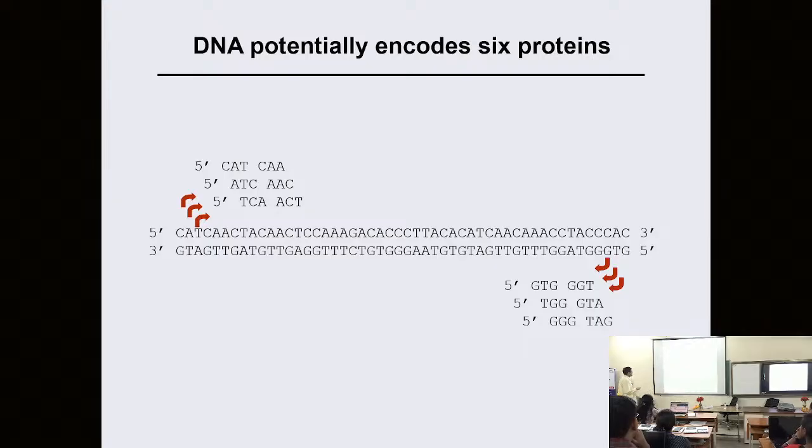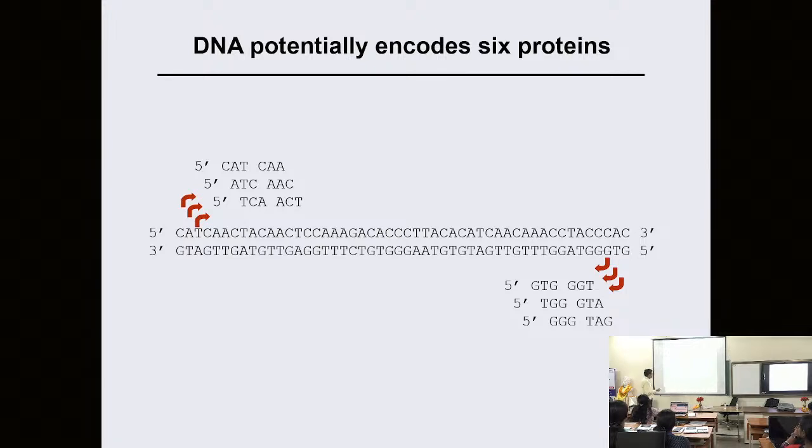The second possibility could be that, okay, not CAT, A is in the first codon position. So then it would be ATC, and then AAC, and so on. So this would be the second protein. And then the third would be that it is likely that T is situated in codon position 1. So then this would be TCA, ACT, and so on. So only 3 from this, because there are only 3 codon positions. So you got 3 proteins from here.